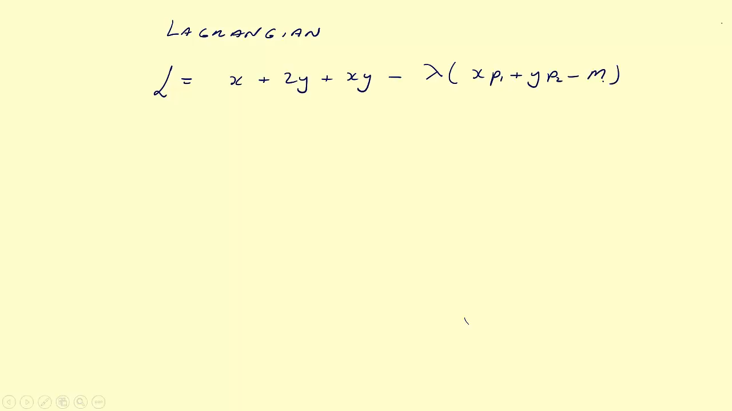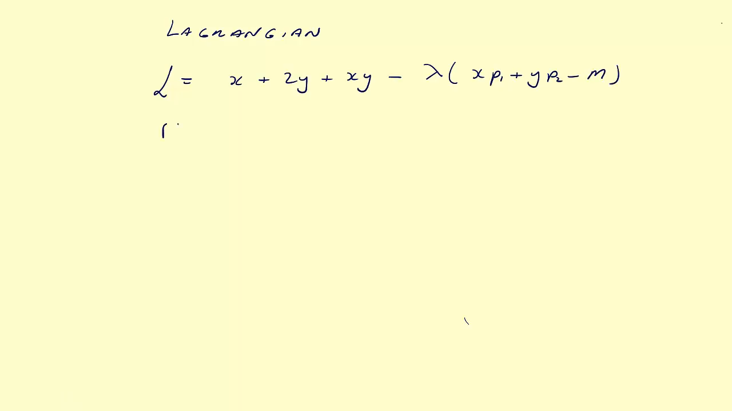First, we form the Lagrangian. So that's equal to the objective function, which is x plus 2y plus x times y. Then we subtract lambda times our constraint. So it'll be x p1 plus y p2 minus our budget m.